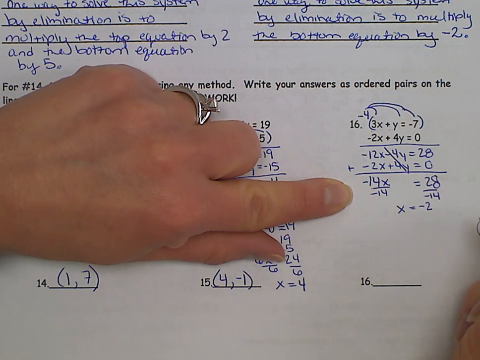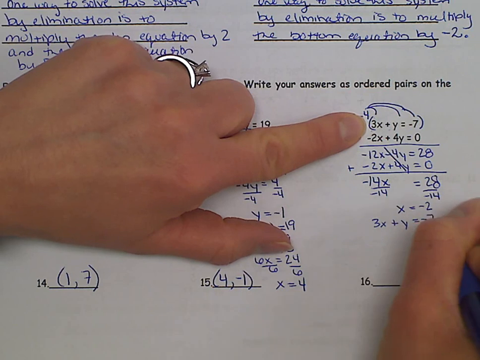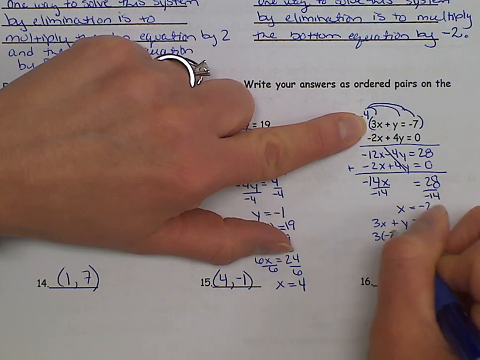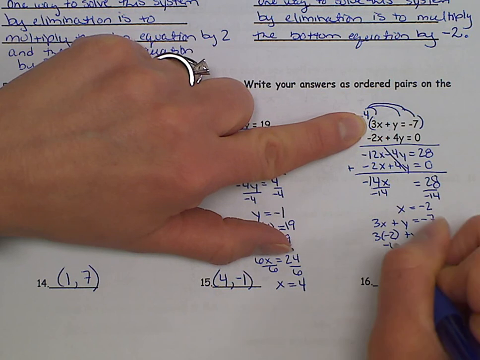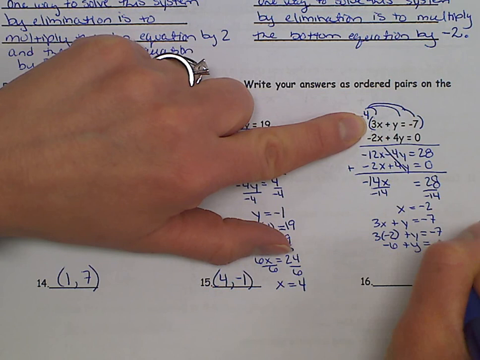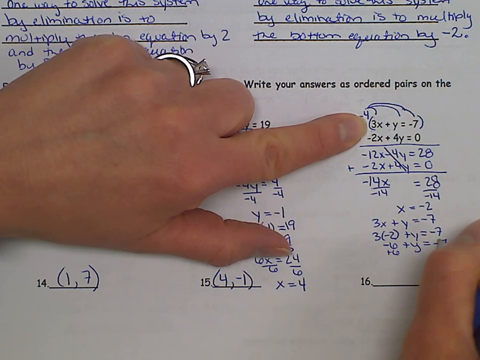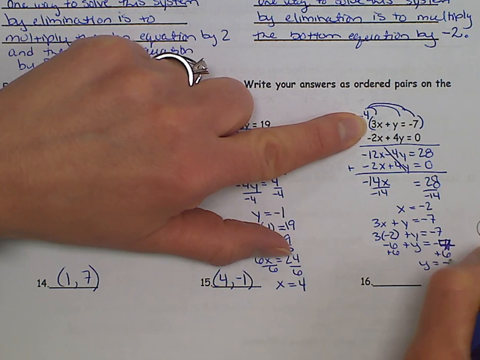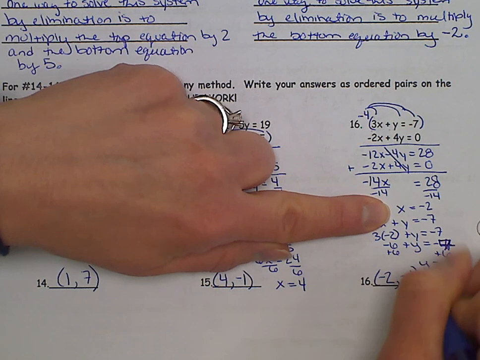Pick an equation to substitute that x into. I'm just going to use the first one. We get negative 6 plus y equals negative 7. Then we add 6 to both sides, and we get y equals negative 1. So x was negative 2, y was negative 1.